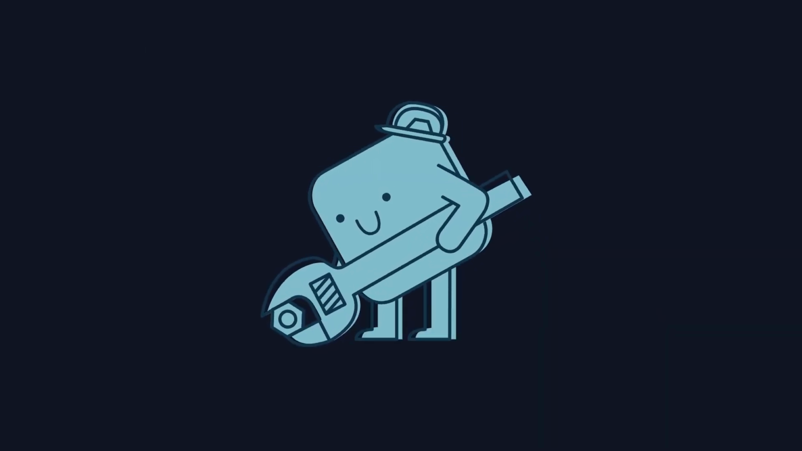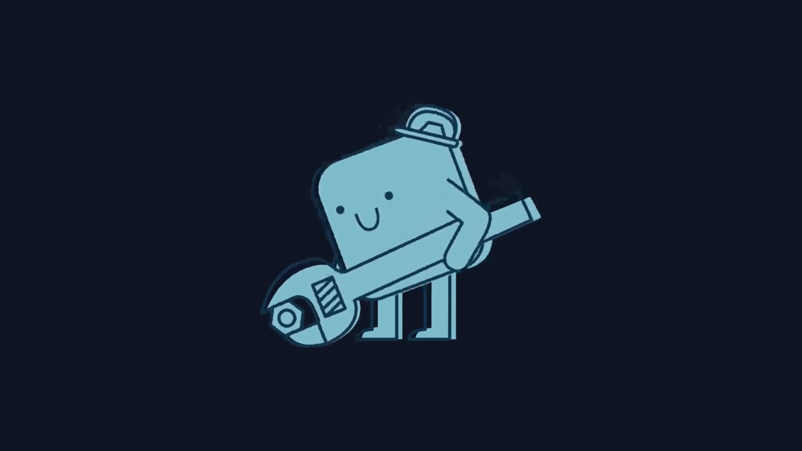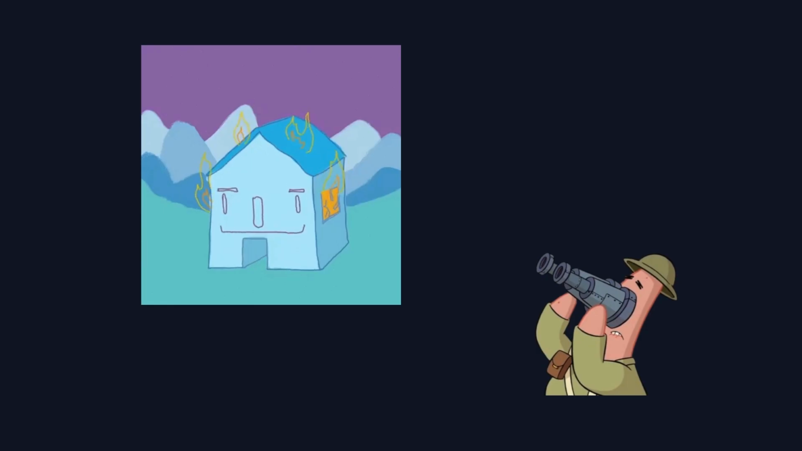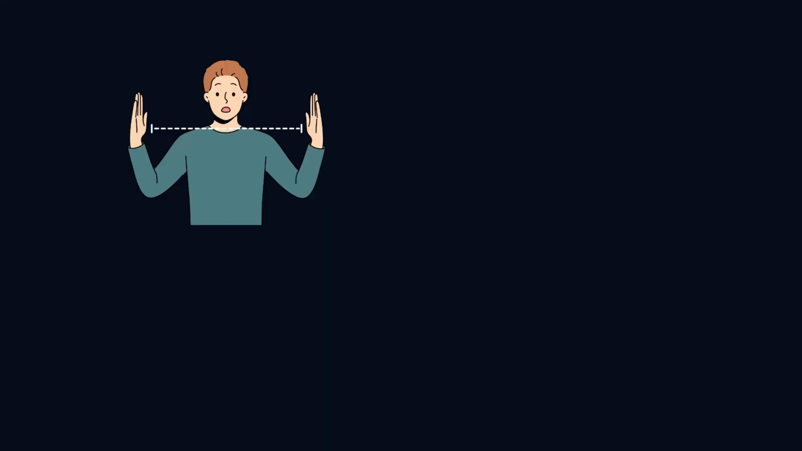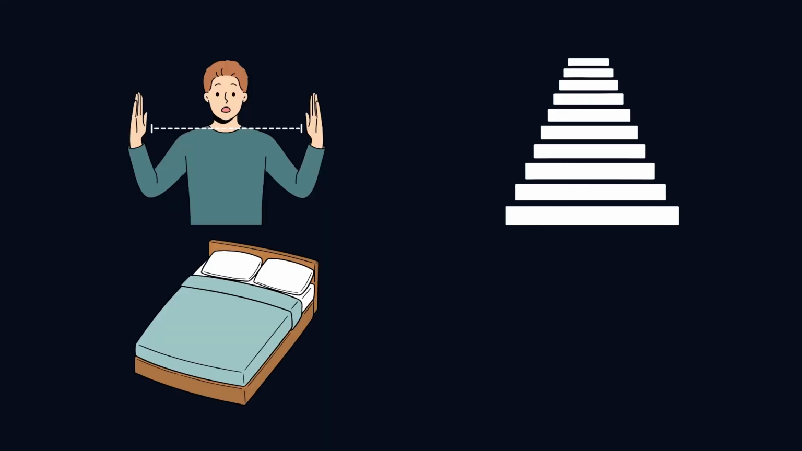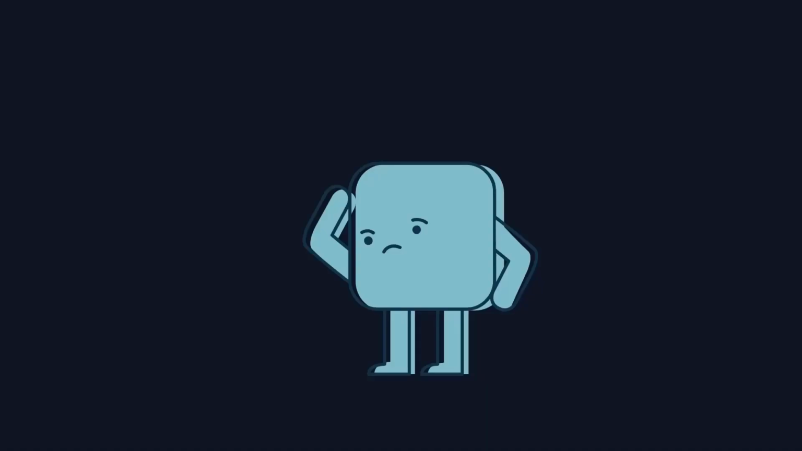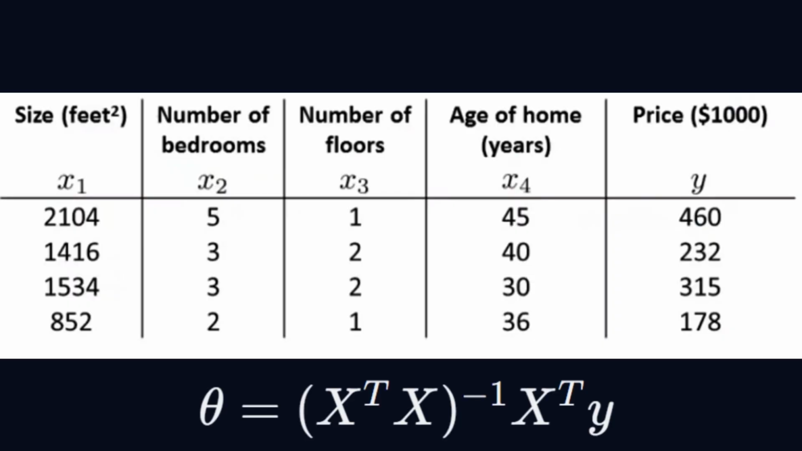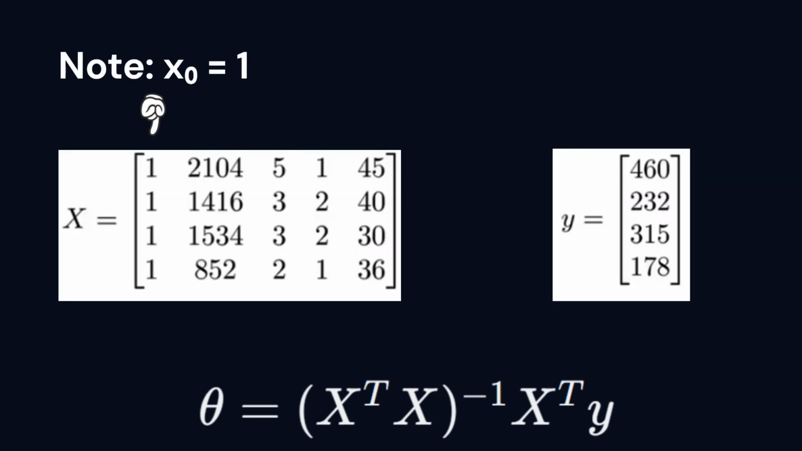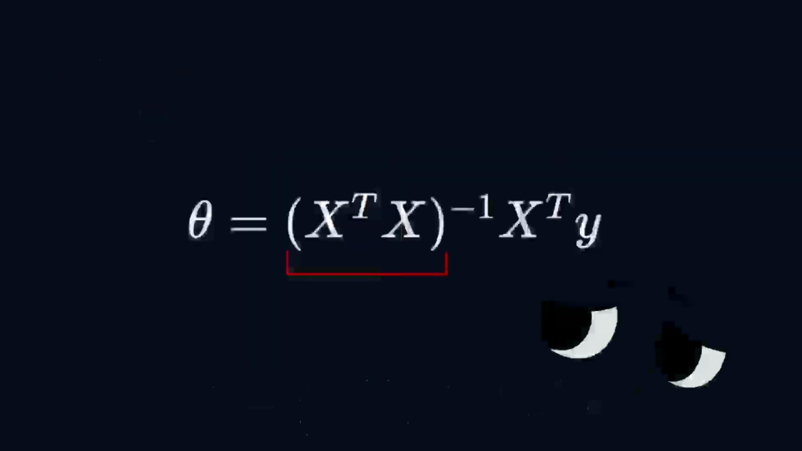Let's see how we can construct x and y using our training data. Let's say we want to predict the price of a house based on its size, the number of bedrooms, the number of floors, and the age of the home. In that case, given 4 training examples, x and y look like this. But what happens when x transpose multiplied by x is non-invertible?